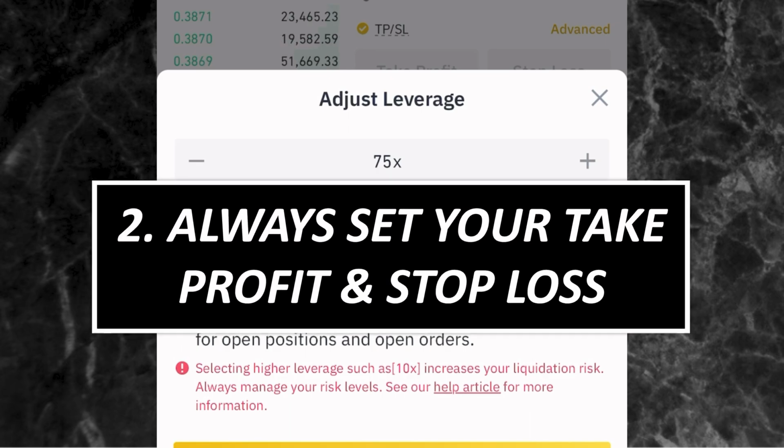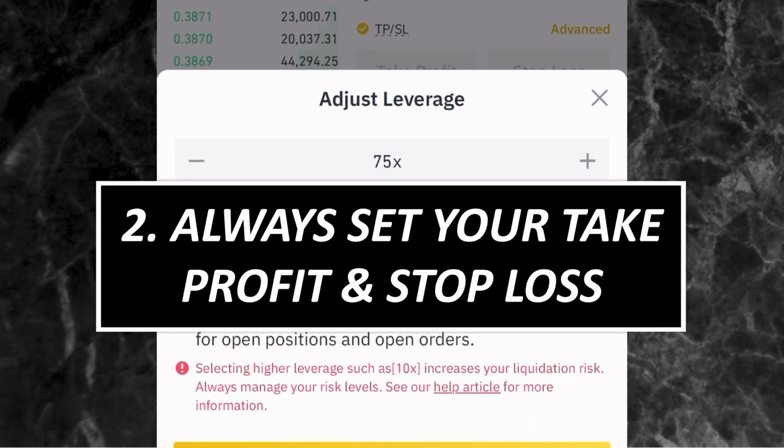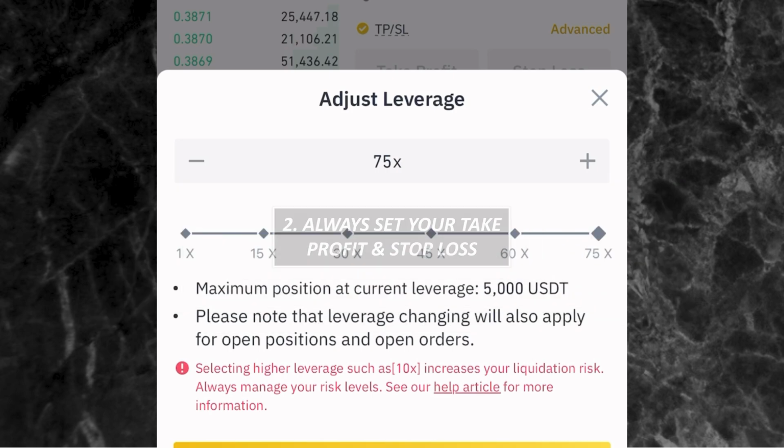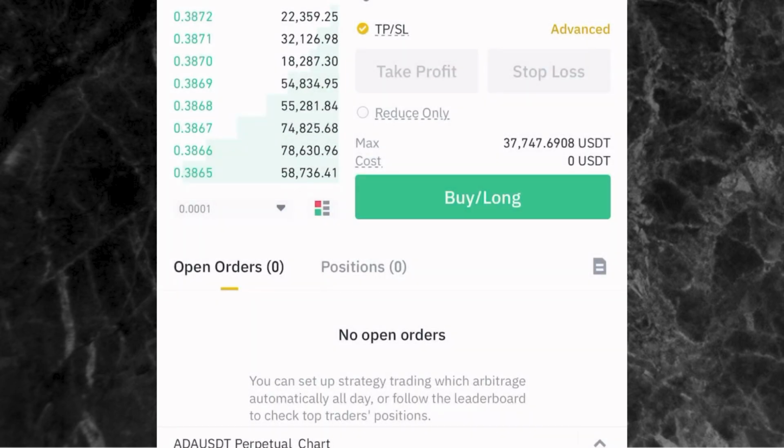Number two is that always set your take profit and your stop loss. This is very important. If you are setting your take profit and your stop loss, this can help you to quickly take profit and also help you to avoid losing a lot of money. So that is very important. And also, if you don't know where to put in your take profit and stop loss when you are taking a trade on futures trading, see where the arrow is pointing to, where you have take profit and where you have stop loss. That's where you can put in your take profit and your stop loss. So you need to always set that for futures trading.